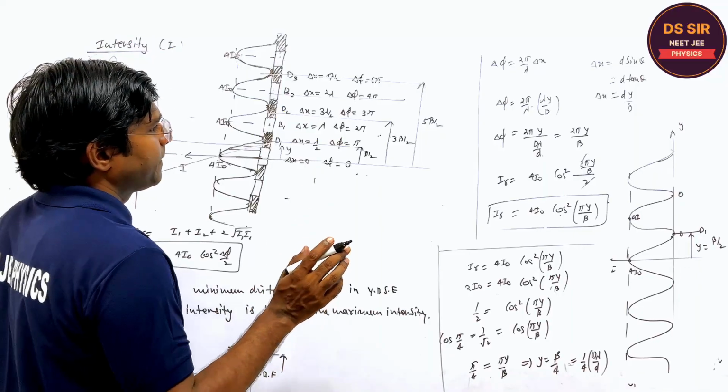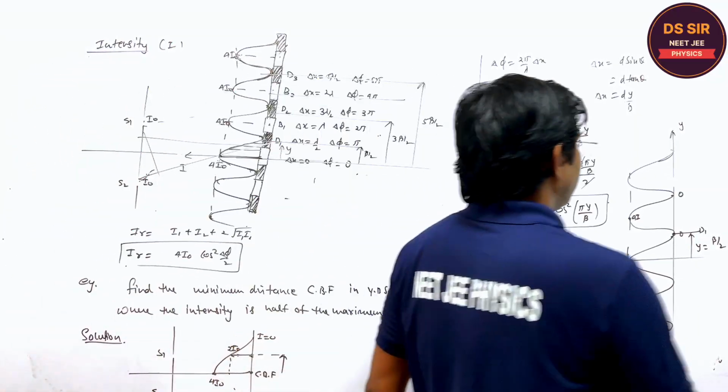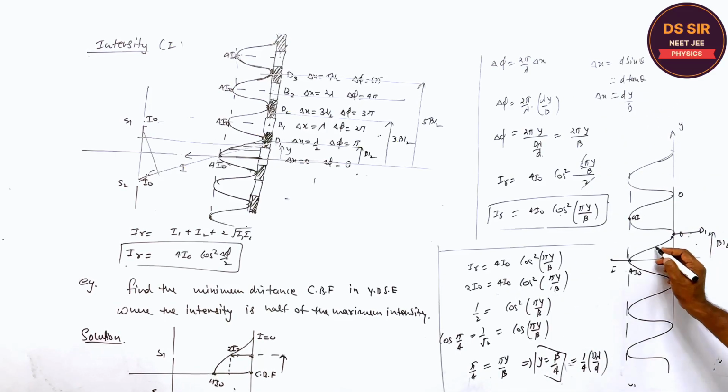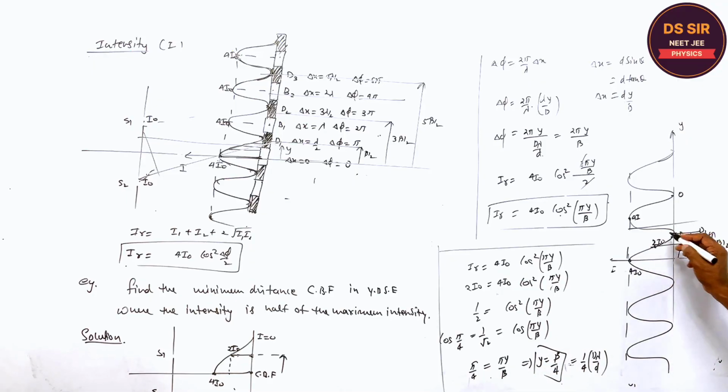Sanjay, this distance is what? Say beta by 4. Listen, this distance is what? Say beta by 2, and this distance is what? Say beta by 4. The intensity becomes half of the maximum intensity. Although there will be so many distances where the intensity is what?